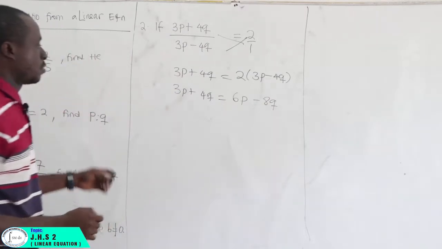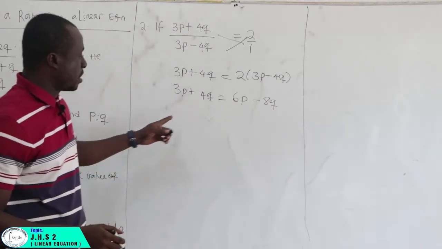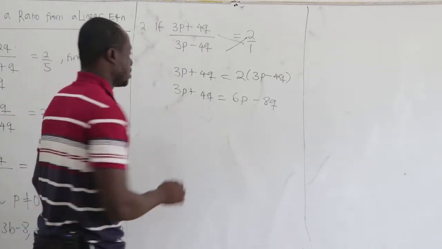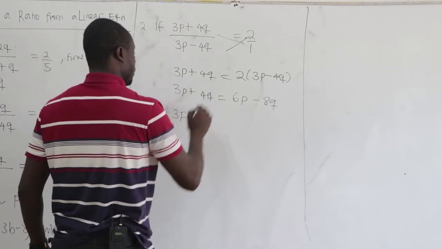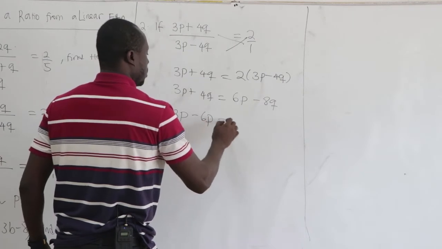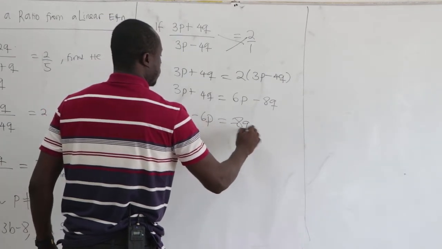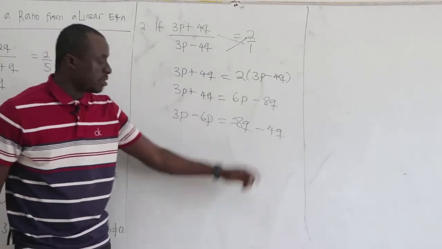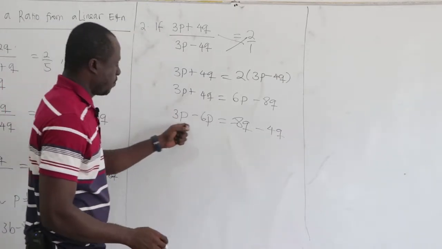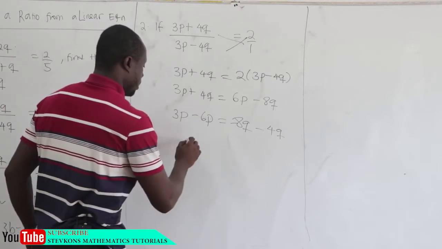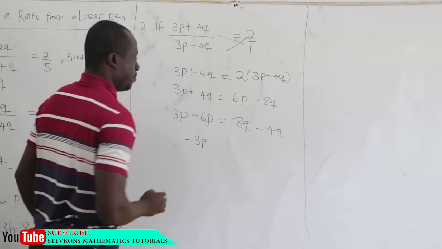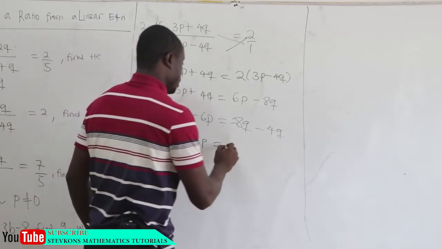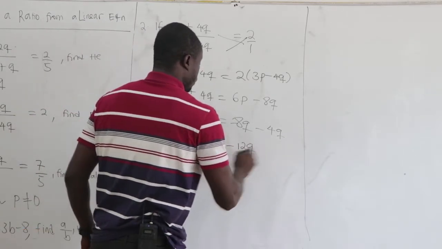We want to find P is to Q. So let's make sure that we have all the P's on one side and all the Q's on one side. So what do you have? You have 3P, this comes here, minus 6P equal to negative 8Q. This is going there, minus 4Q. This positive crossing becoming negative. Now 3P minus 6P, that is negative 3P. Now negative 8Q minus 4Q, this is just negative 12Q.